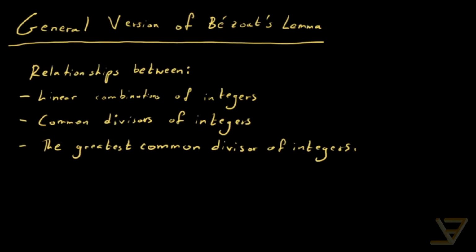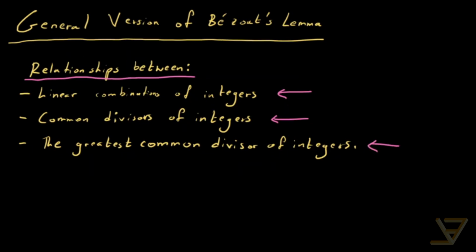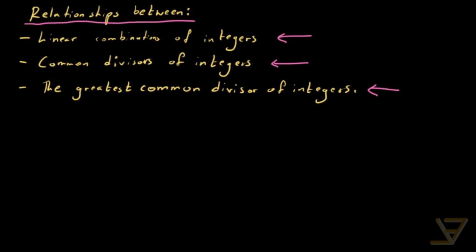Hi everyone, let's talk about the general version of Bézout's lemma. This is a lemma from number theory, and in essence it looks at the relationships between three kinds of objects. One is the linear combination of an n-tuple of integers. The second is the common divisors of this n-tuple of integers. And the third is the greatest common divisor of this n-tuple of integers. What Bézout's lemma in its general form does is establish relationships between these three entities.